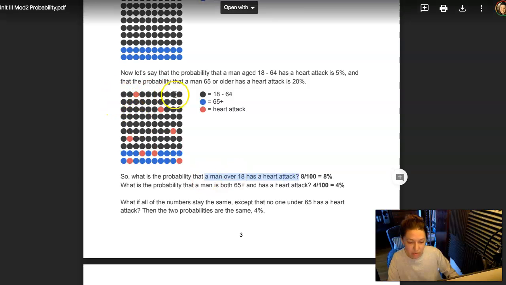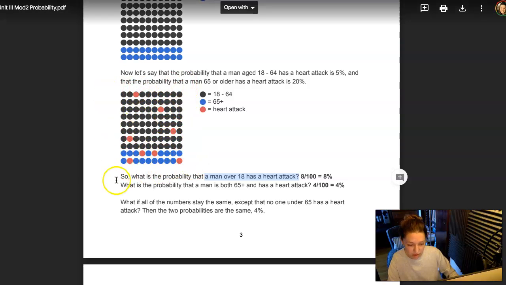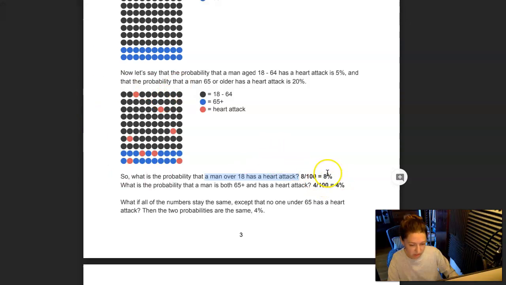So what is the probability that a man over 18 has a heart attack? Now remember, everyone in the diagram is over 18. So what is the probability? That'll just be the number of red dots out of 100. So 8 out of 100 is 8%.